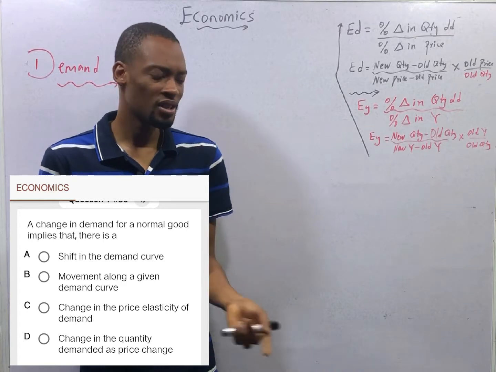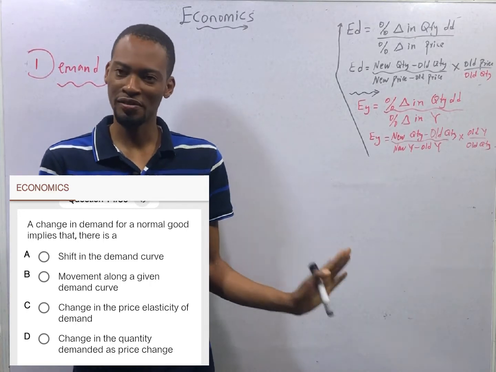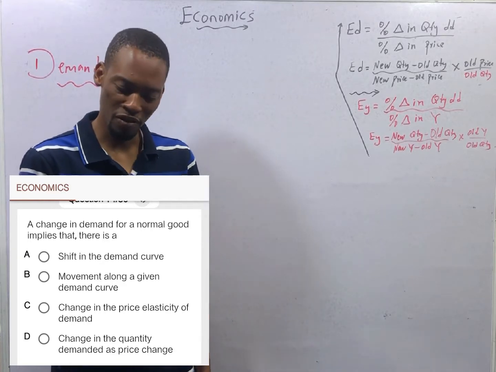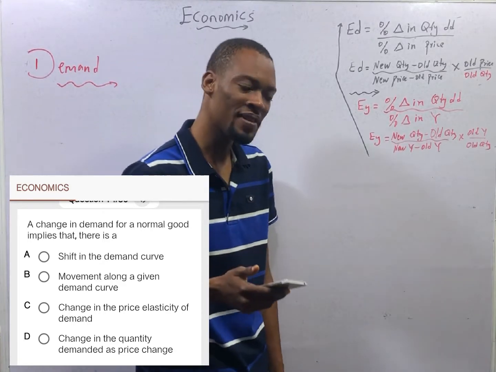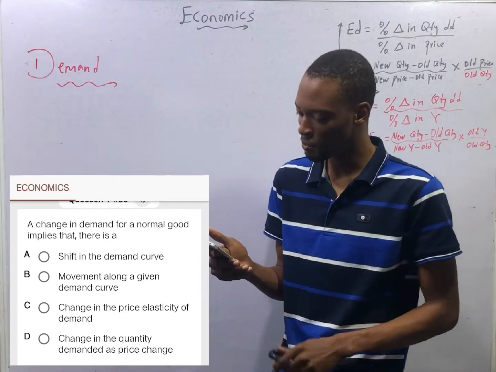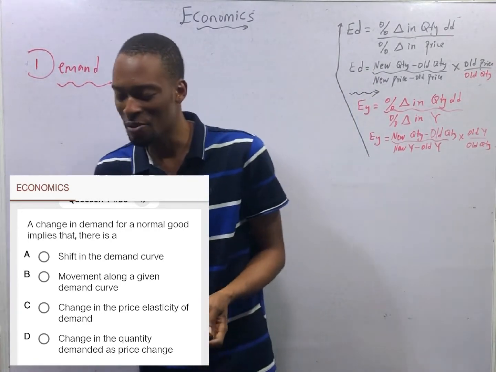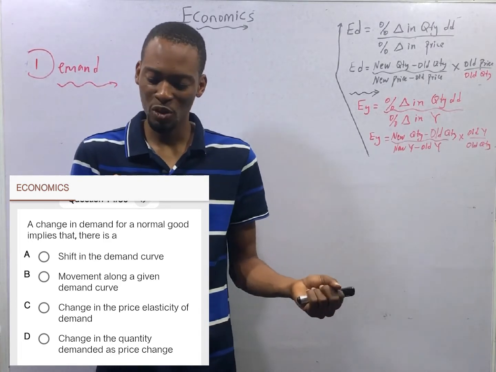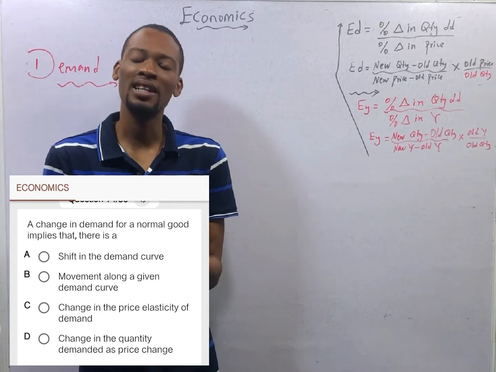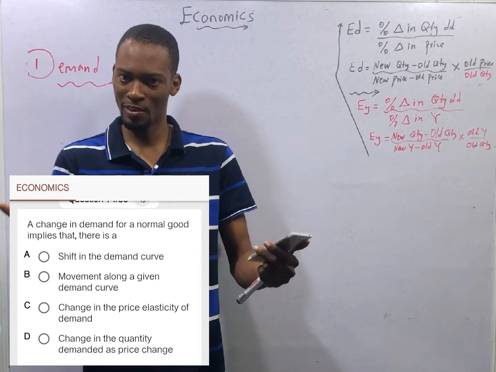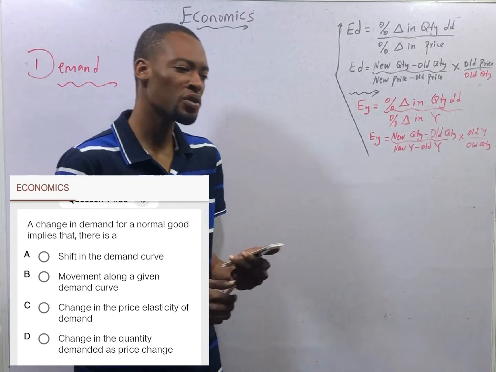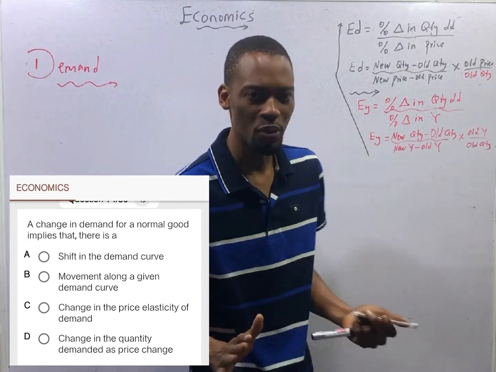They are the same thing. So that makes option B out of it also, since it talks about movement along the curve. B and D are features of change in quantity demanded and not change in demand. So we have option A and option C to play with. Actually, when we deal with change in demand, we are talking about shift in demand. Change in demand speaks of shift in demand, and that makes option A the correct option.